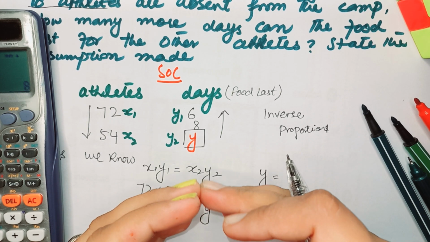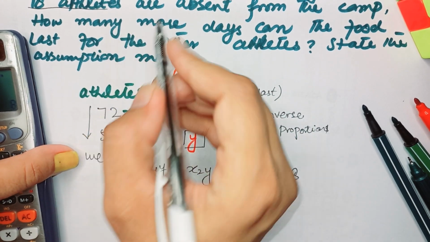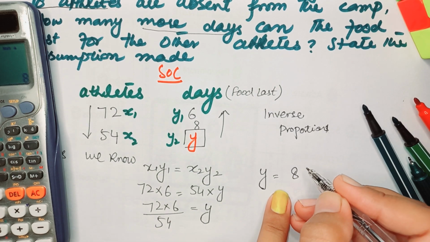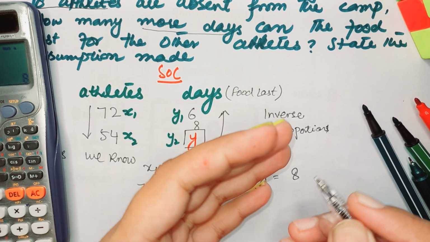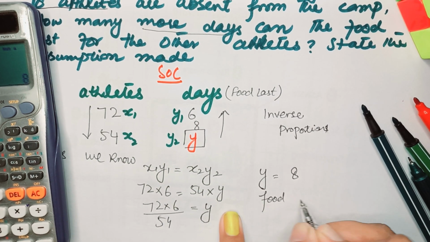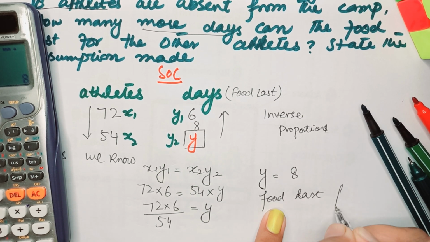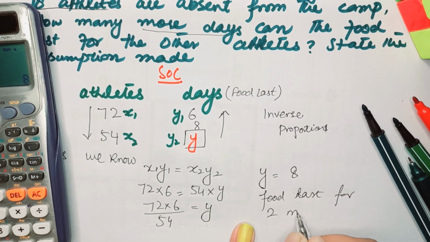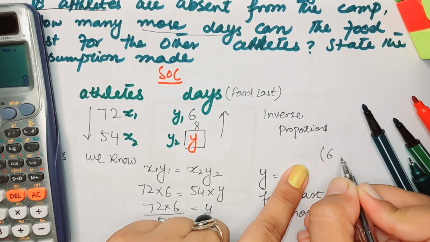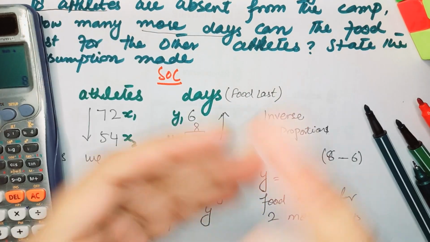So you can see here, now we have more days because we have less athletes. Now what they want is how many more days. So earlier it was 6 and now we have 8. It means food lasts for 2 more days. Okay, so food is sufficient for, or lasts for, 2 more days, because earlier it's 6 and now it's 8. So you can subtract it, like 2 more days the food lasts for.